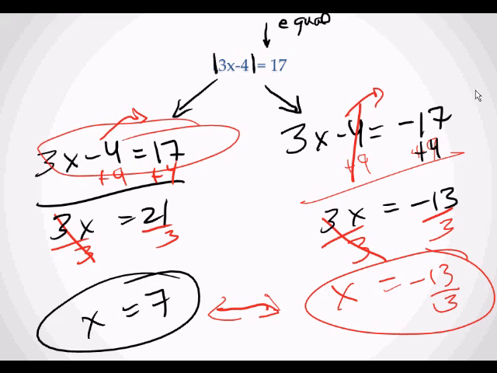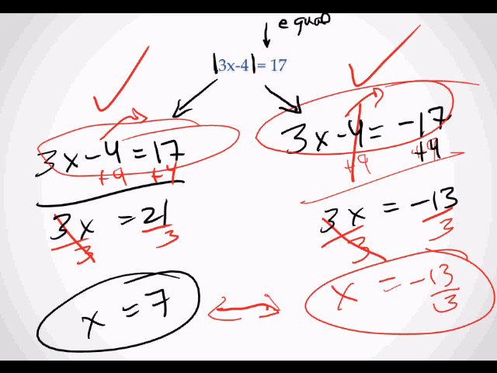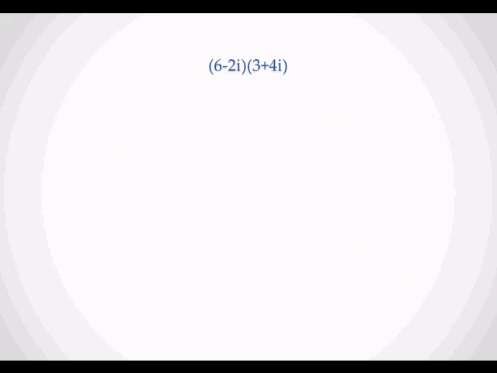So here are our two answers for x. Don't forget, an absolute value with an equal sign, you have to set up the problems two separate ways. Exactly as you see it, the first way. The second way, the number that's not in the absolute value just has to change the sign, and then you solve for x.